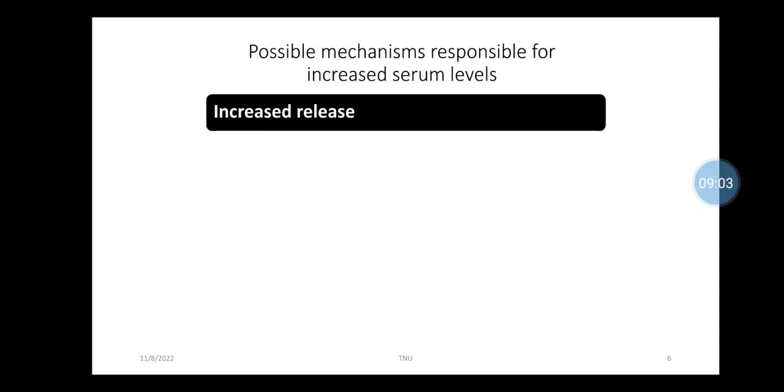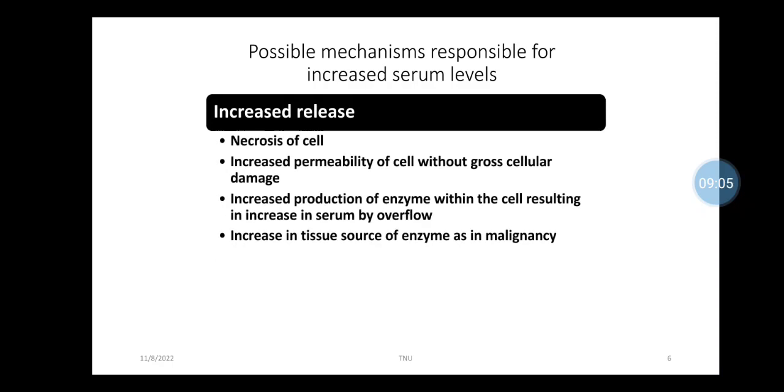So the increased level is due to increased release. So at what condition do the enzymes of the cell release more and more? So one is the necrosis of the cell. Second is the increased permeability of the cell without gross cellular damage, means the permeability of the cell membrane, which controls the movement of the molecules from inside to outside.